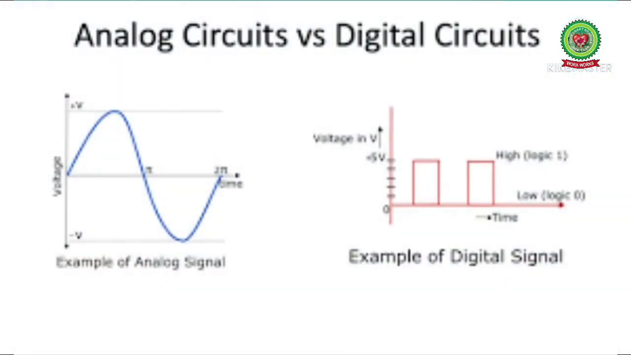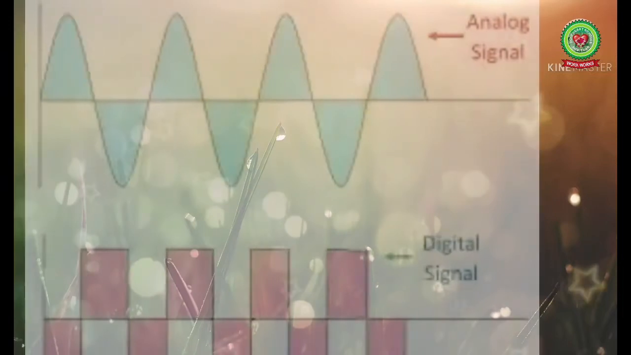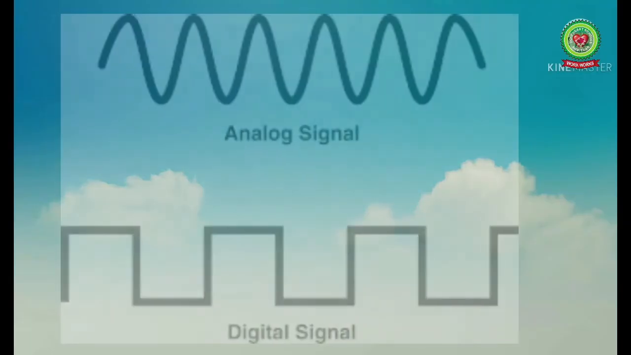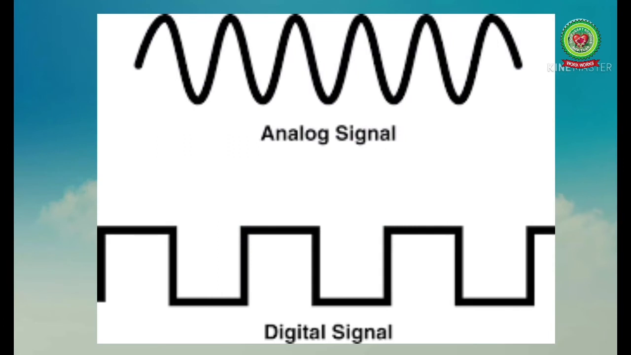Here in the picture we can see a sine wave curve. This curve is an example of an analog signal. A square wave, which we can see in the picture, is an example of a digital signal.